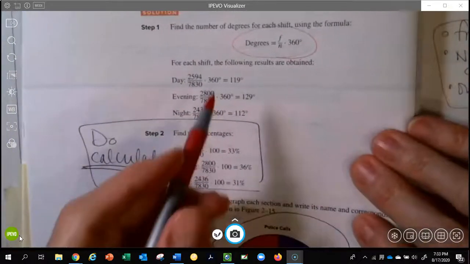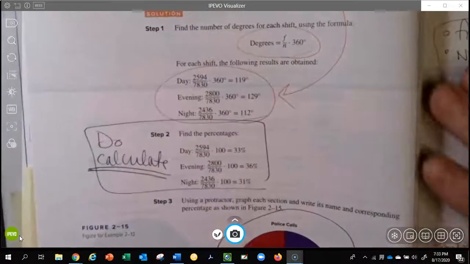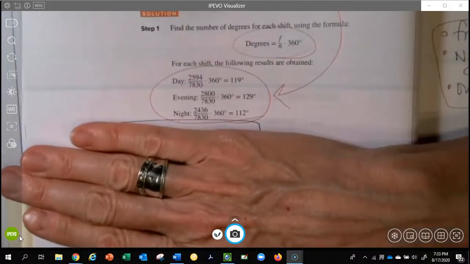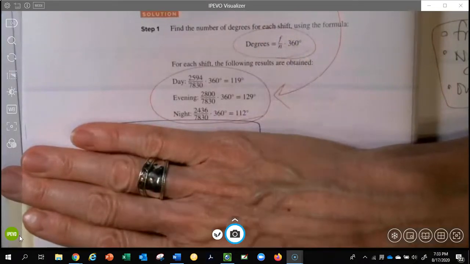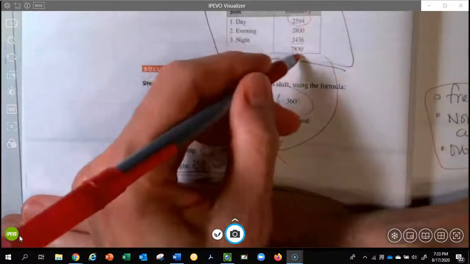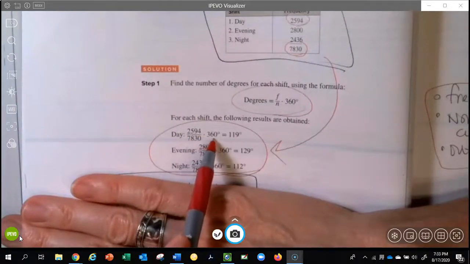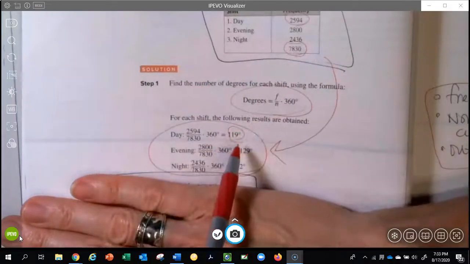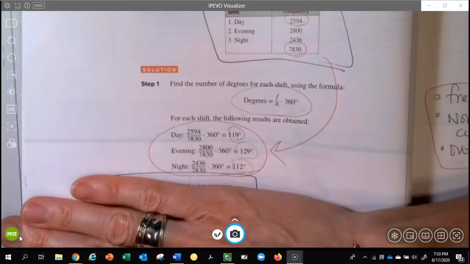I didn't reread this before I started videoing this. So, you can do this a couple of ways. The formula they're showing is for us to talk 360. So when we do that first one that I was just showing you, where we take the 2594 and divide it by the 7830 right here, and multiply it by 360, it tells us our day shift is going to represent 119 degrees. Our evening shift, and when we do its calculation, etc.